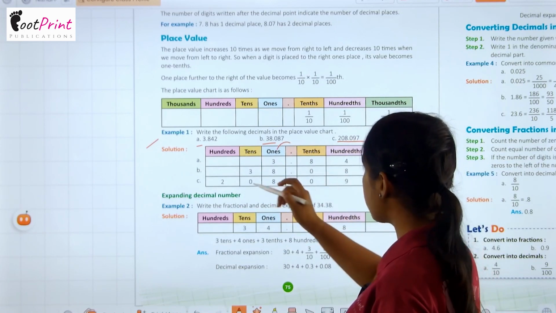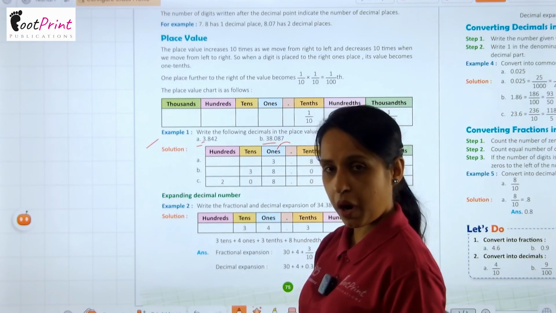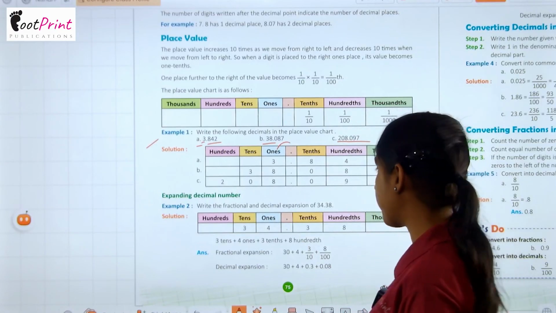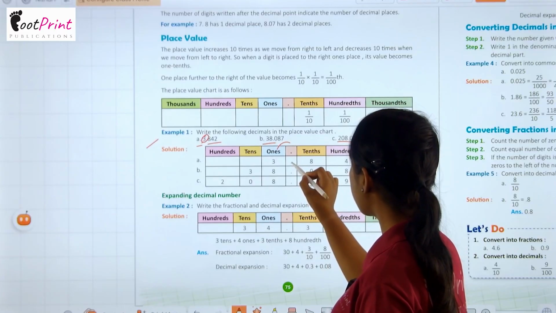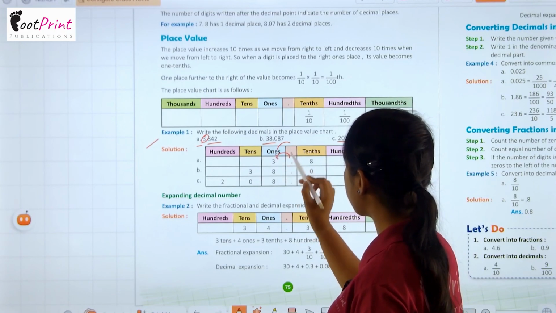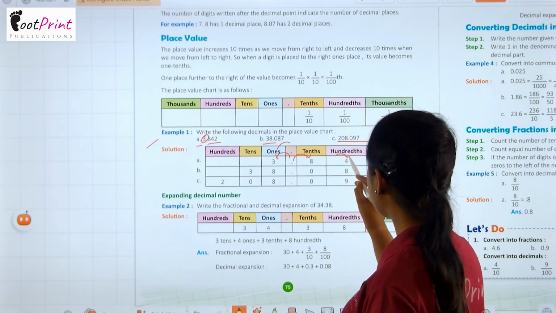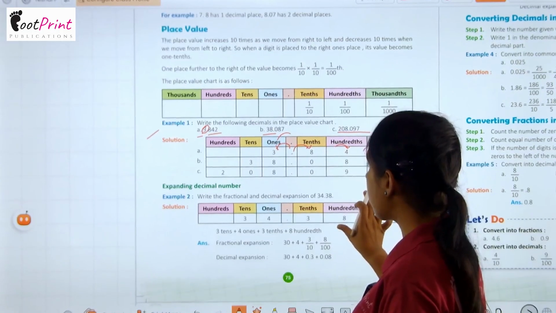Now we learned that the left hand side of the decimal is our whole part and after the decimal is our decimal part. So we can write here it is ones. So we put the decimal, and before the decimal whatever is there, that 3 comes here, after that 8 tenth, 4 hundredth and 2 thousandth. Okay, just like that question.